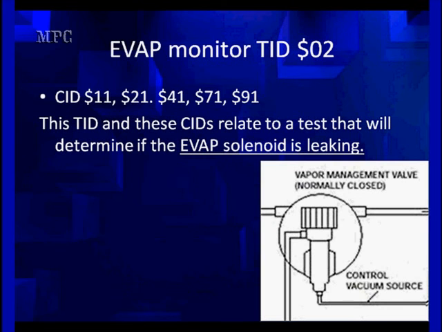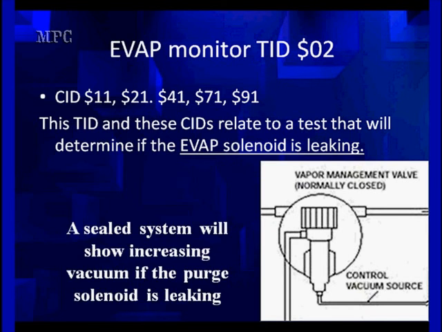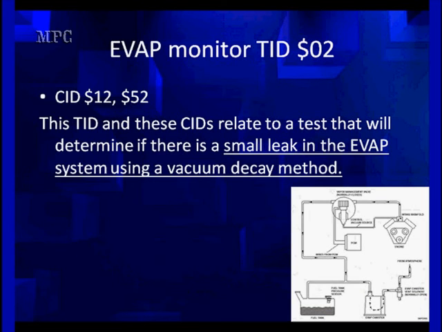TID 11, 21, 41, 71, 91. They determine if the EVAP solenoid is leaking. How can we determine if the EVAP solenoid, in this particular case, we're looking at a vapor management valve, switching them around just to keep you on your toes? A sealed system will show increasing vacuum if the purge is leaking. How do we seal it? We close purge, we close the vent, and we watch the fuel tank pressure sensor. We'll cover all that in detail.